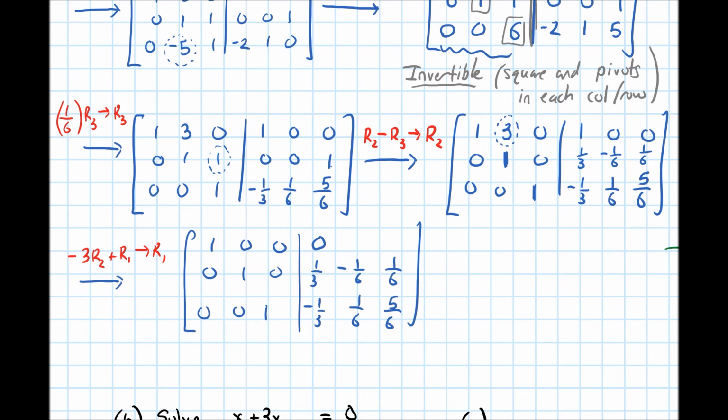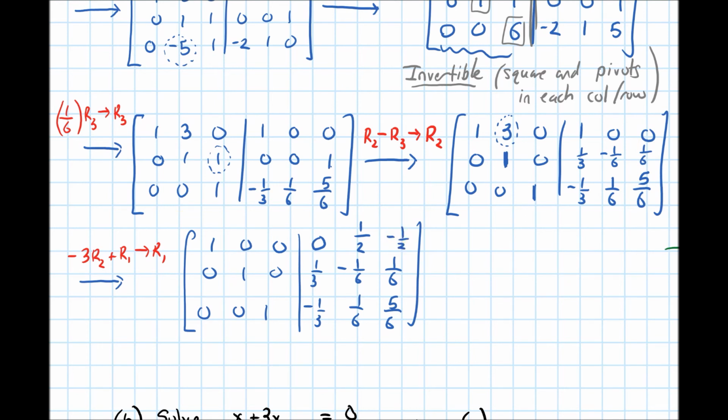So then negative 3 multiplied by negative 1/6 is positive 1/2. And if I add that to the 0, I'll get positive 1/2. Negative 3 multiplied by this 1/6 is negative 1/2. And negative 1/2 added to 0 is negative 1/2.